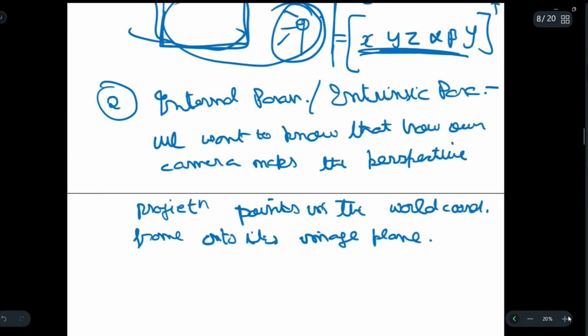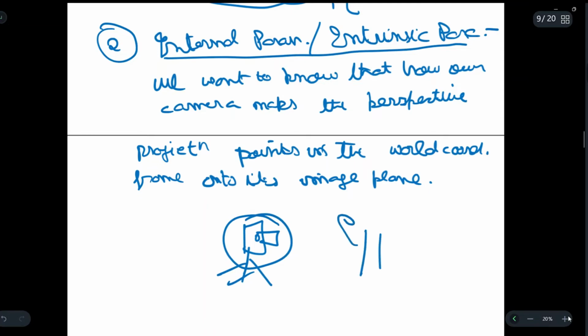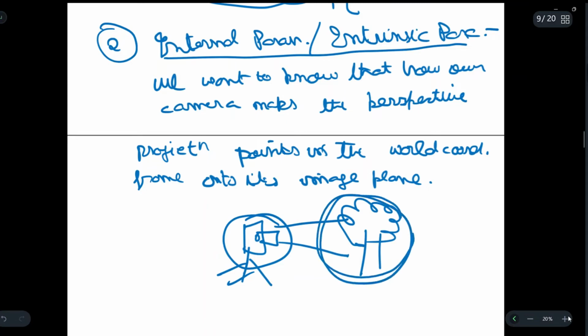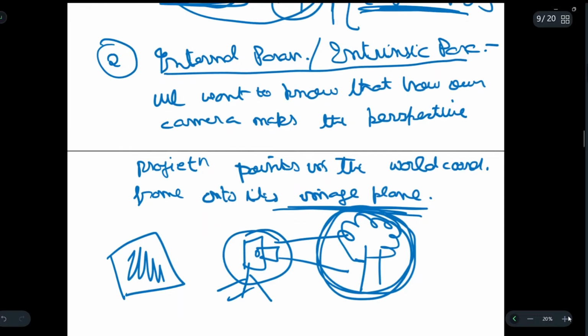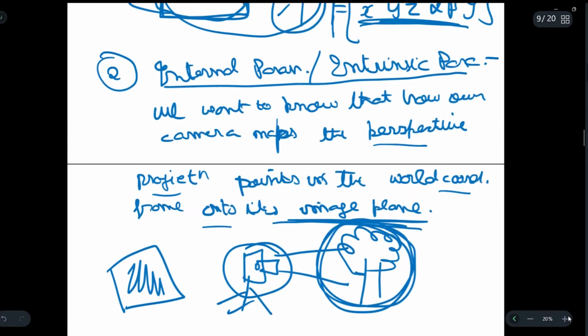In simple words, suppose this is our camera and we have a 3D world coordinate frame. We want to know how this camera will project this image in the 3D world coordinate frame onto a 2D plane or a 2D image plane. In other words, we want to know how the camera maps the perspective projection points in the world coordinate frame onto its image plane. So this is the second most important parameter of the camera that we will be using in camera calibration.